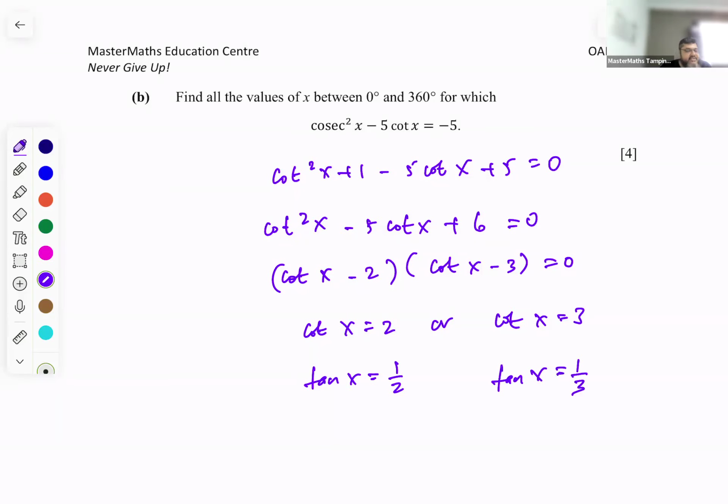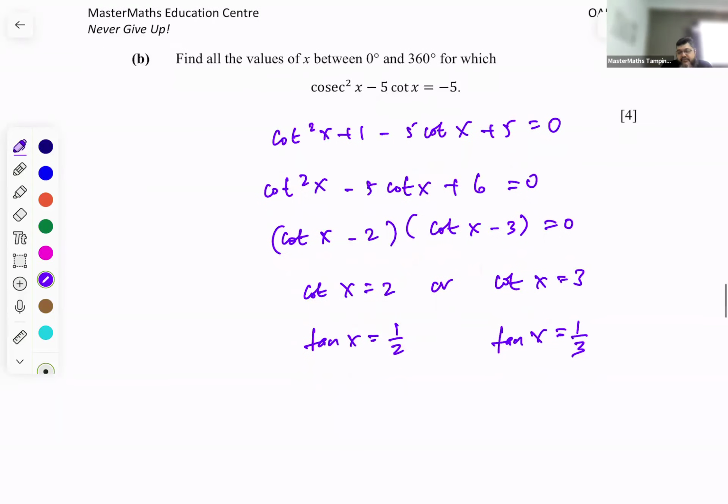All right, you have tangent x equal to 1/3. Now, can you find me the basic angles first? But understand, now it's between 0 and 1. So, what is my x? Give me the x. Use your calculator. Take your calculator. Now, you're going to give me the answer.